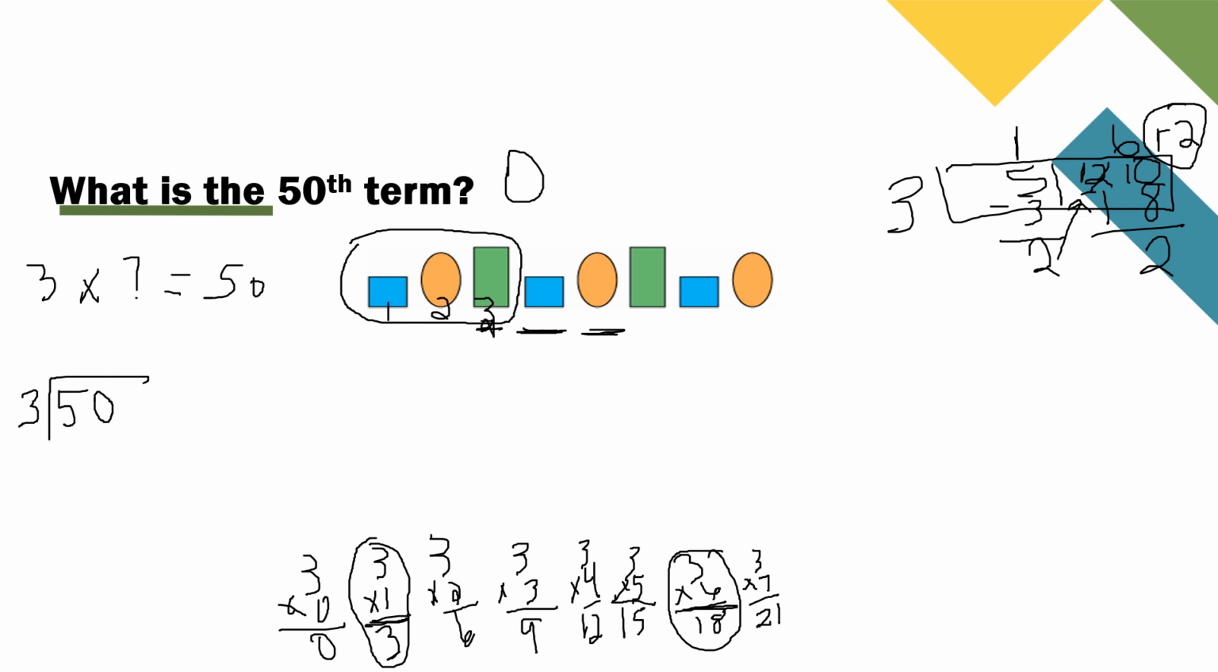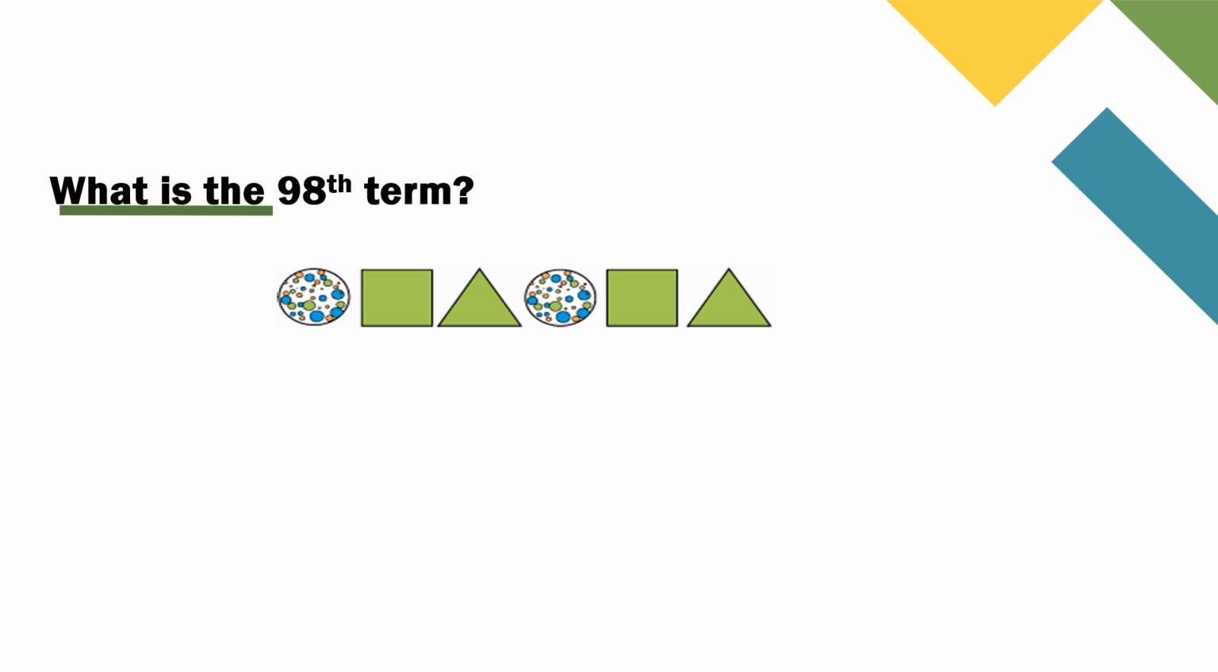All right, try one more. What is the 98th term? Ooh, so see, this is why we can't always rely on skip counting, because you're going to be doing a lot of counting to get to 98. So that's where this strategy comes in to help you.